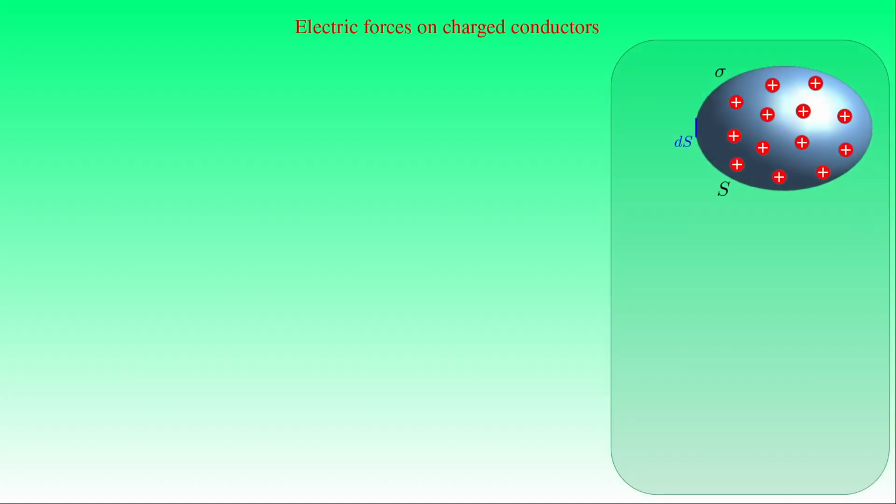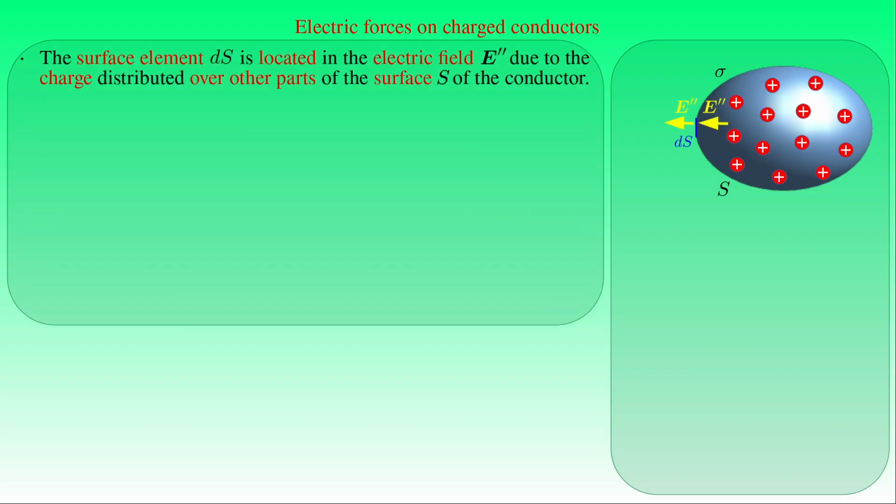After having derived the expression describing the potential energy of electrodes, we determine electric forces on charged conductors. We calculate the infinitesimal force exerted on an infinitesimal area element ds of the surface S of a charged conductor, where we suppose that the conductor has a positive net charge. The surface area element ds of the charged conductor is located in an electric field E double prime due to the charge distributed over other parts of the surface S of the conductor.